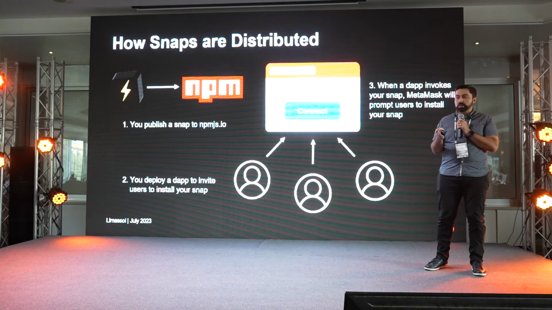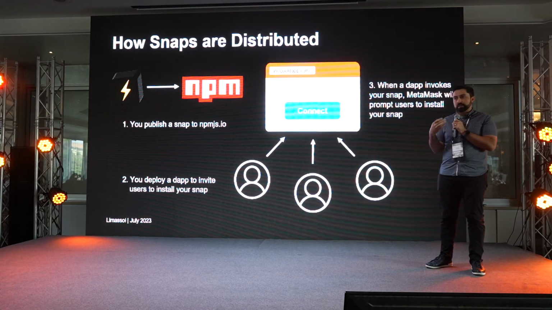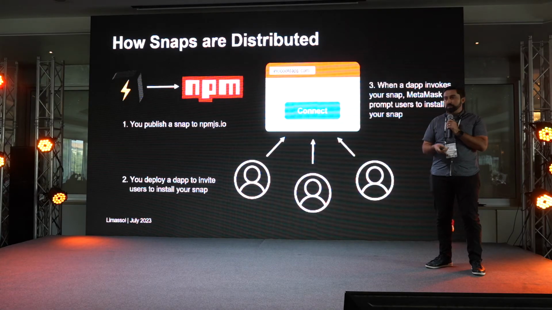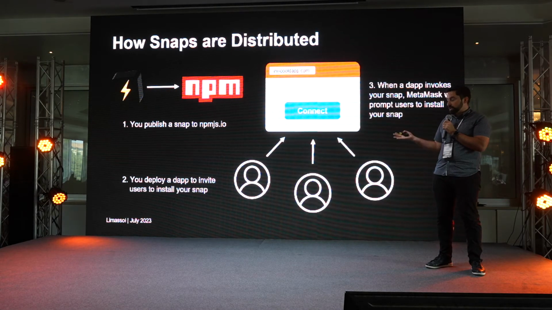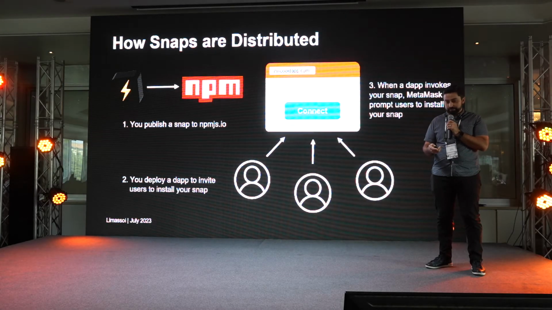So the way that this works is that you build your snap. It's an application that you write. You publish it to the NPM registry for free. It's a free public registry for everyone to use. And then you deploy a dApp where you invite users to come and install your snap. When users come to your dApp and connect to the snap, MetaMask will prompt them to install it.